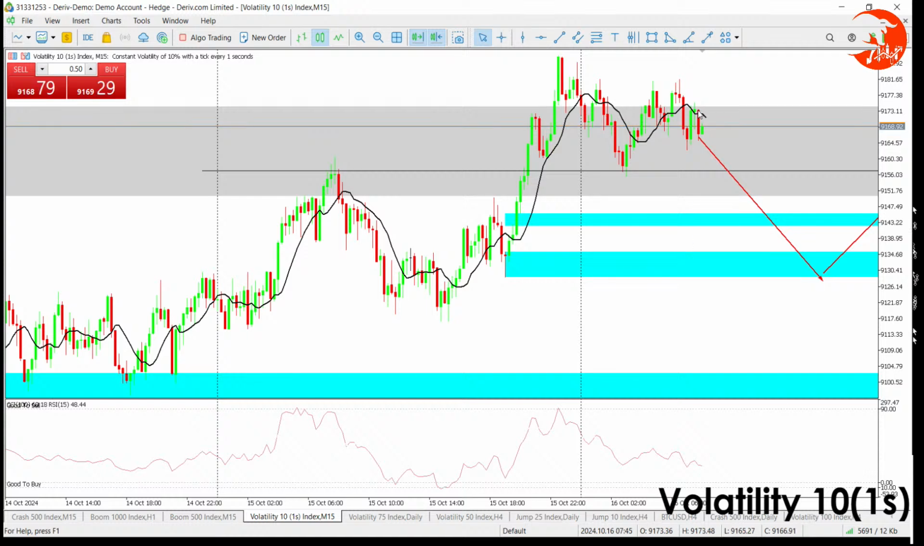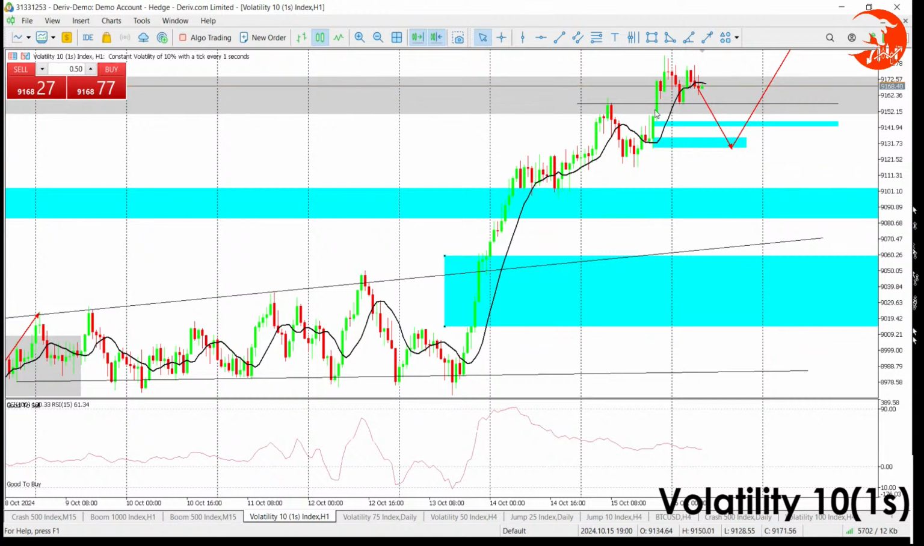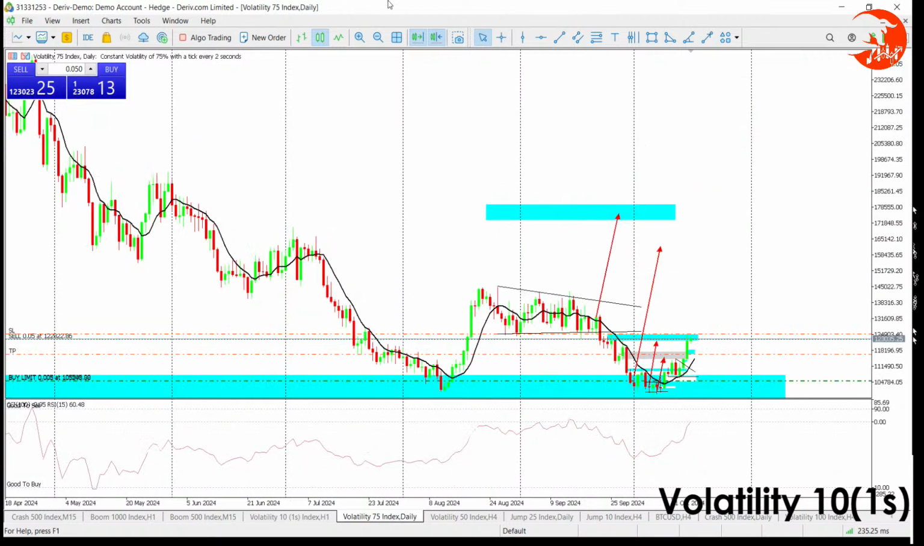Alright, so that is V10 1S for us there. We wait for the breakout here. Let's wait for it on H1, and then we'll be coming for that buy on this level. Okay, so now V75.